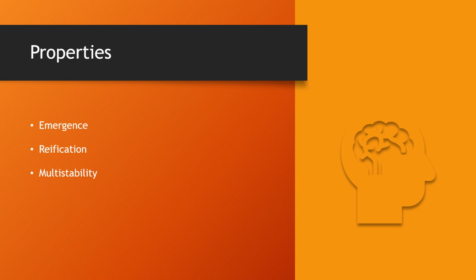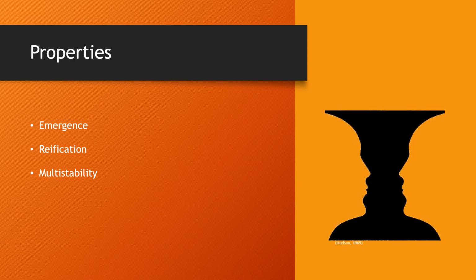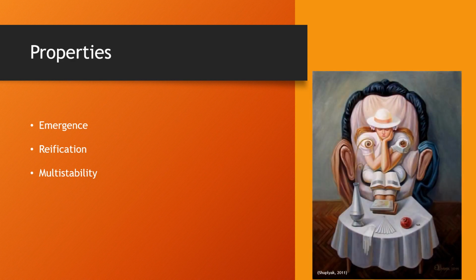Multistability is the tendency to see alternative interpretations of the same image. For example, Rubens' vase shows 2 ambiguous forms, one a vase and the other 2 people facing each other. This image shows a woman sitting in a chair, but the chair is also a man's face.